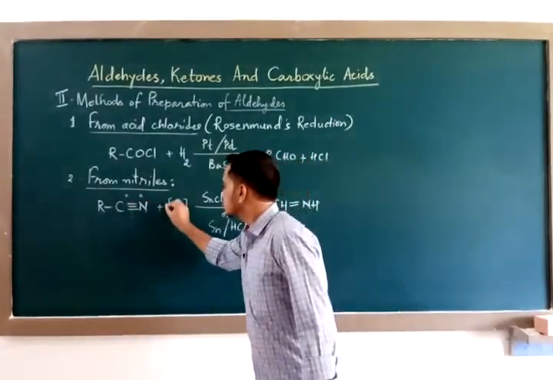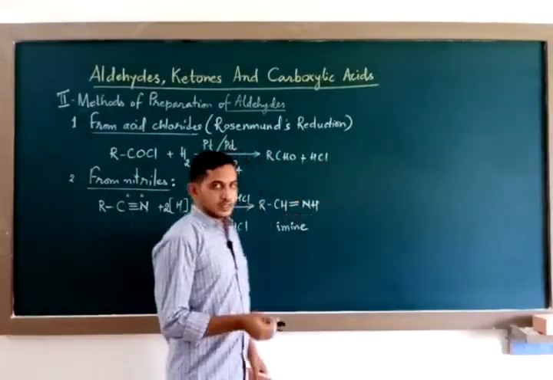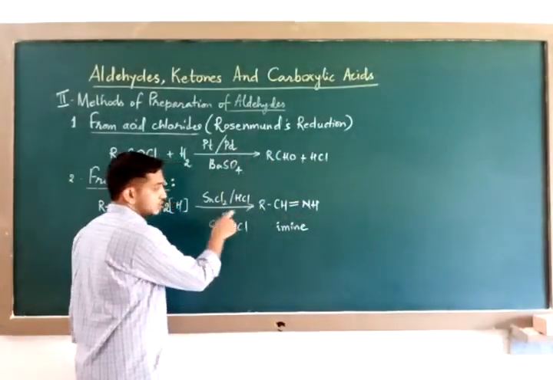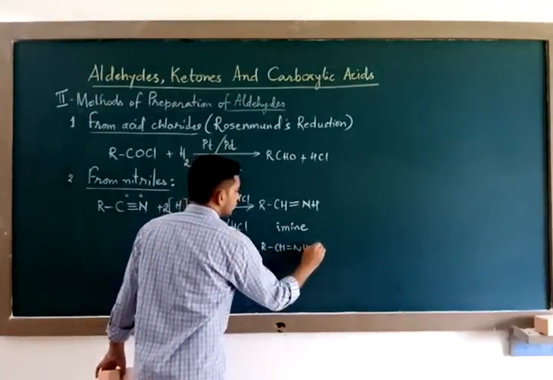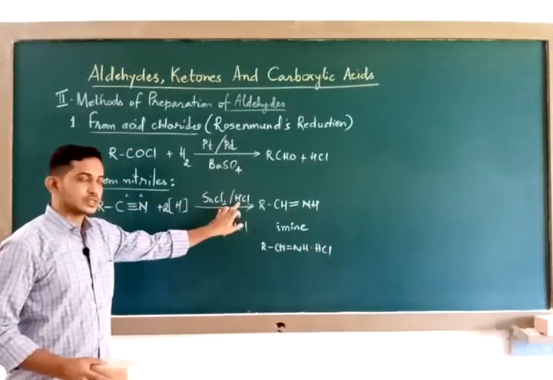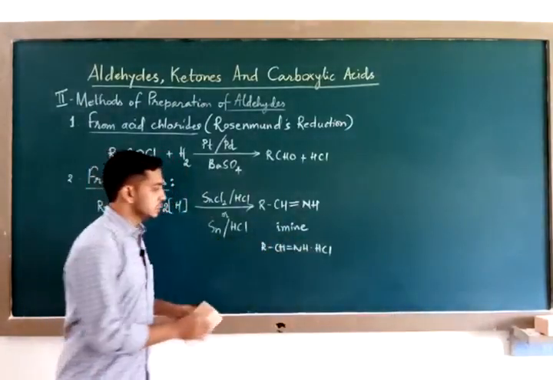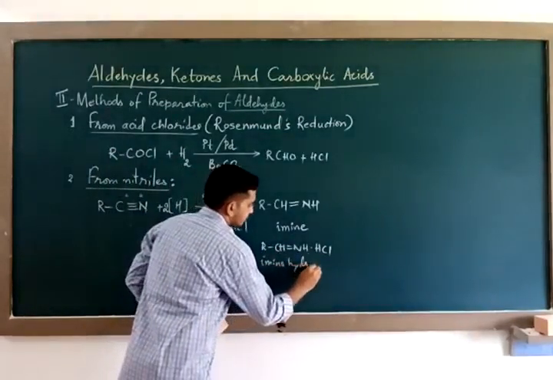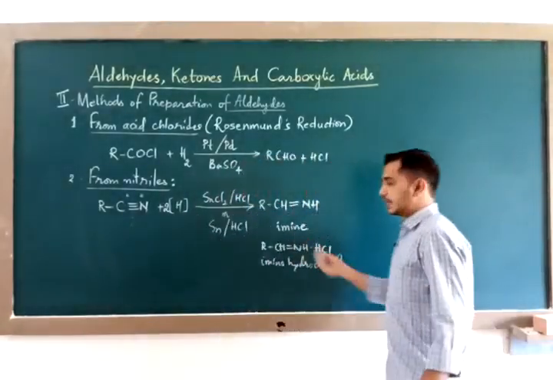How many hydrogens were used? 2. So write 2H. In some books, this reaction is slightly modified: this part remains the same, but instead of this product, they will write RCH double bond NH dot HCl. This means even after donating hydrogen atoms, this HCl remains attached to the imine. This product is called iminohydrochloride.